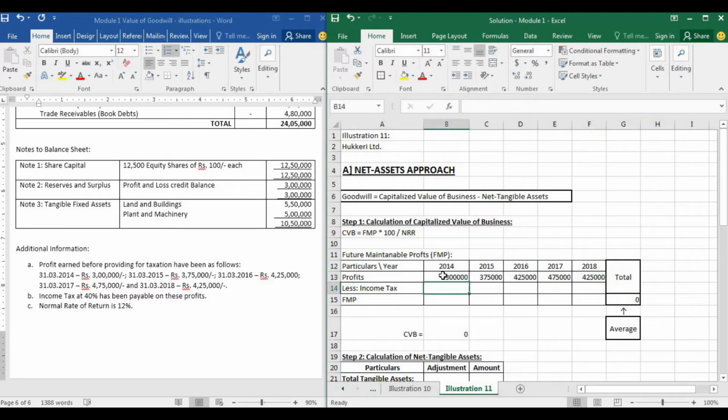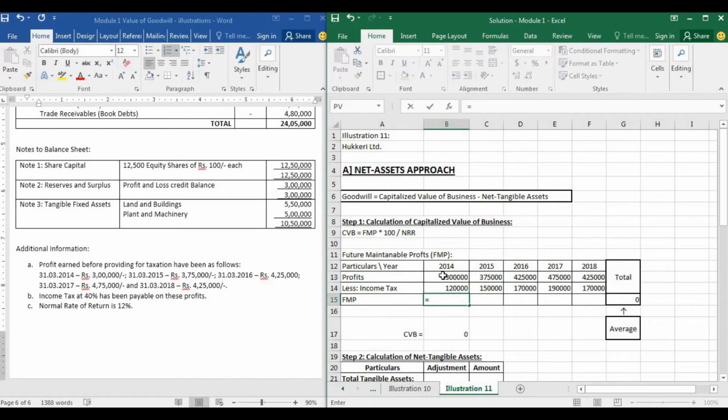Right. Now that we have the profits, let us calculate income tax. Income tax is payable at 40%. So let us find out the income tax for each year. I'll copy paste this formula. You will have to find out 40% of the profits of that respective year. So we get 1,20,000, 1,50,000, 1,70,000, 1,90,000, 1,70,000 as income tax.